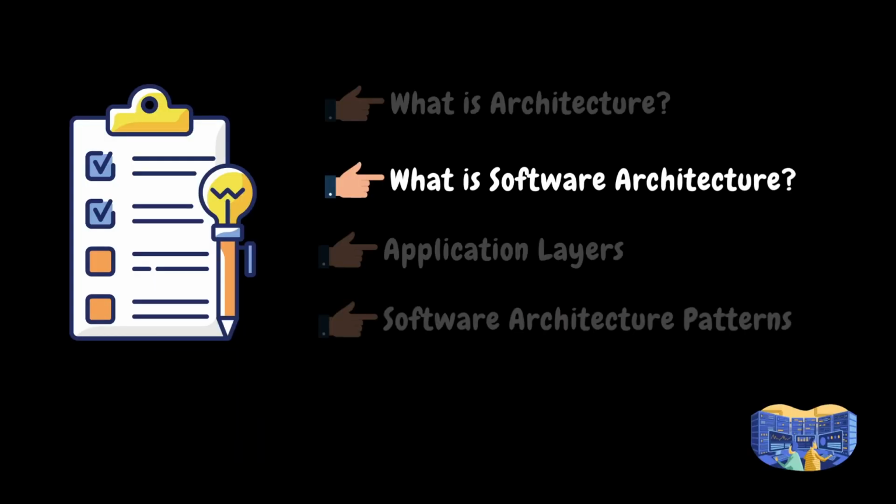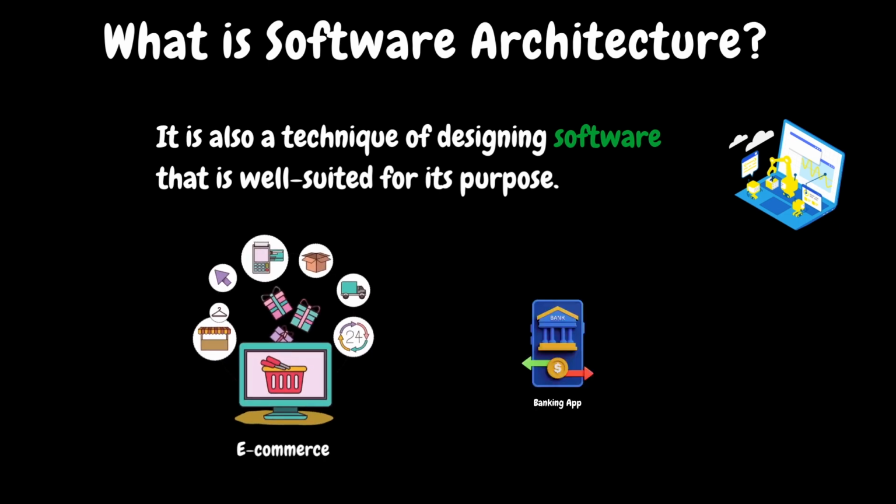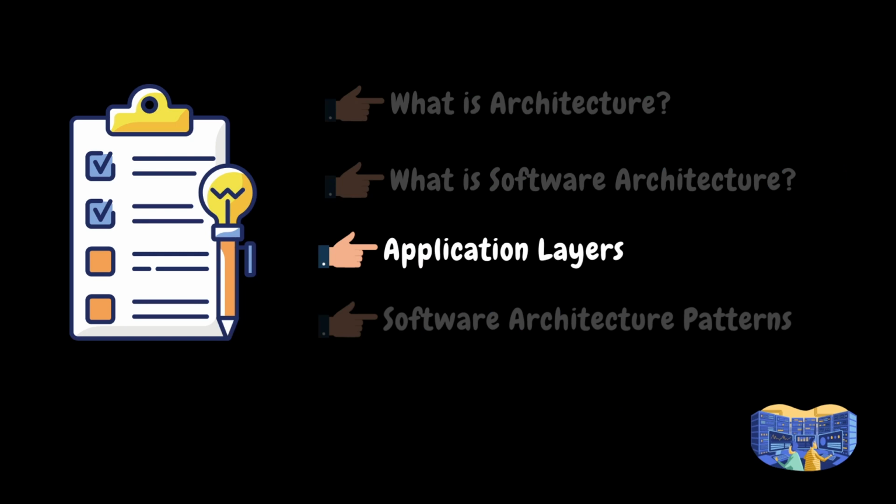So now let's try to understand what software architecture is all about. Similar to the architecture definition, it is also a technique of designing software that is well suited for its purpose. Here, the architect will design the software architecture based on the client's requirements. If you take an e-commerce or banking application as an example, the purpose of the e-commerce application is to allow users to shop online, browse product catalogs, create wish lists, add items to their cart, and complete purchases. Similarly, the purpose of a banking application is to allow users to check their balance, transfer funds to another account, pay balances, etc. Here as well, the software architecture is called the blueprint of the software. It shows the overall structure of the software, the collection of components in it, and how they communicate with one another. Now let's talk about different application layers.